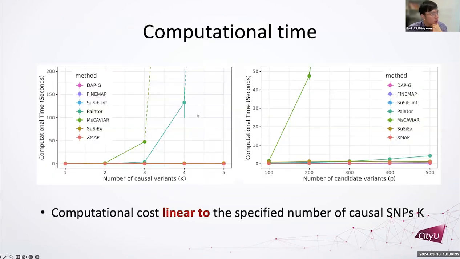Here's the comparison of computational time. The left figure shows the number of causal variants against the computational time. The red lines are our methods. Basically, the computational time is linear in the number of causal variants, thanks to the sum of single effects model specification and the variational EM algorithm. The computational time of our method is also linear in the number of candidate variants, which is the P in the local region.